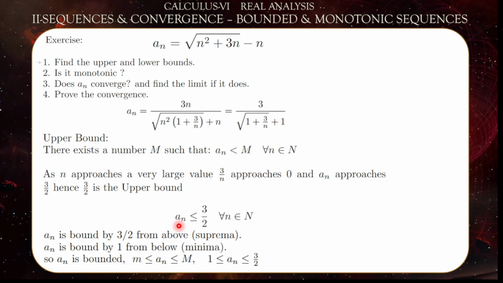So a_n less than or equal to 3 divided by 2 for all n within the natural numbers is the upper bound. a_n is bounded by 3 divided by 2 from above, which is the supremum. a_n is bounded by 1 from below, which is the minimum or infimum. Hence, a_n is bounded in general. So a_n is greater than or equal to lowercase m, less than or equal to uppercase M, or a_n is greater than or equal to 1, less than or equal to 3 divided by 2.